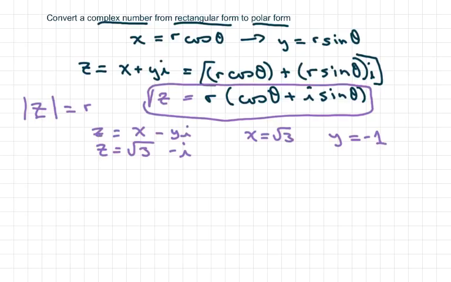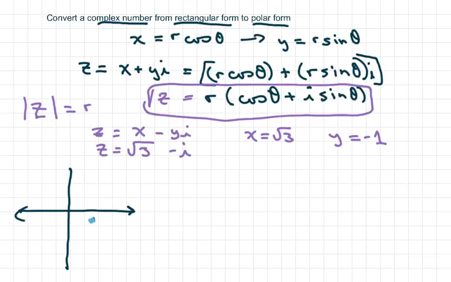All right, now, if I look at this and plot it in here, my X is square root of 3, which is a little smaller than 2, and my Y is negative 1. So I'm going to go a little smaller than 2 and negative 1. Let me put this in blue. So there's your point right there.